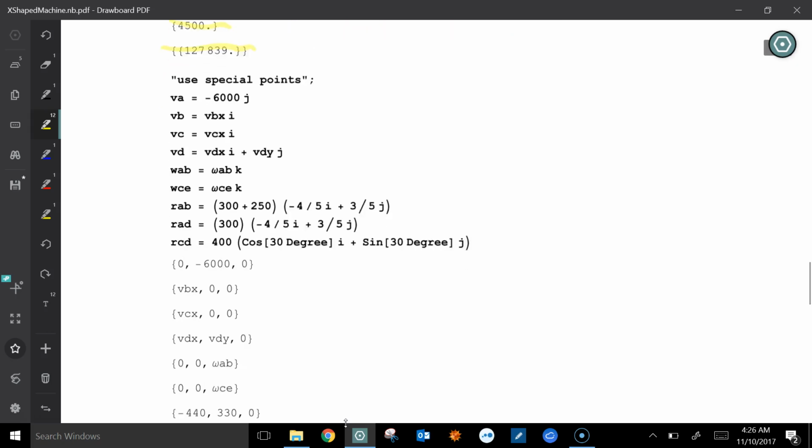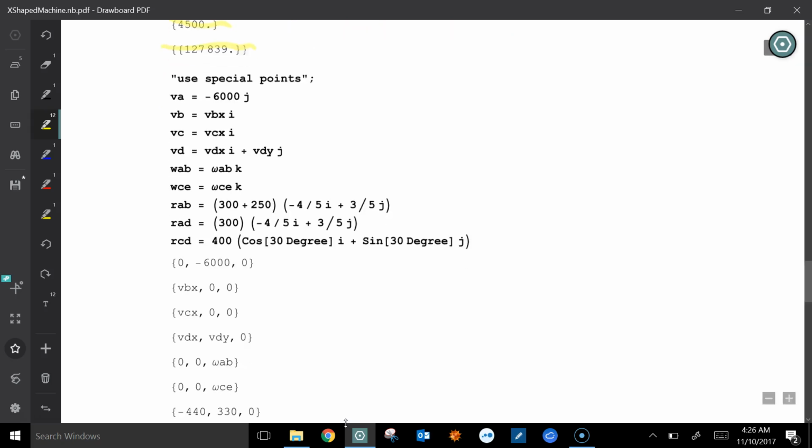Now we're going to use special points. When I use special points, I like to type in the stuff that I know ahead of time. So I know that the velocity of A is 6,000 and it's going down, so it's a negative j. The velocity of B, I don't know much about it, but I do know that it is horizontal. I don't know if it's going to the right or left. If I don't know, I assume it's to the right.